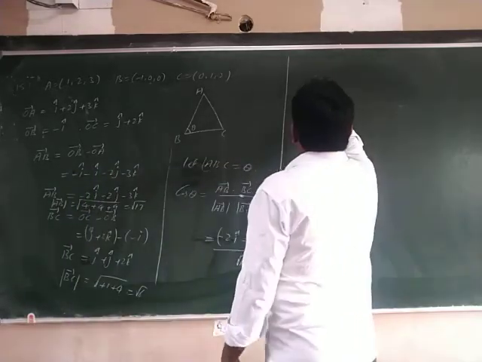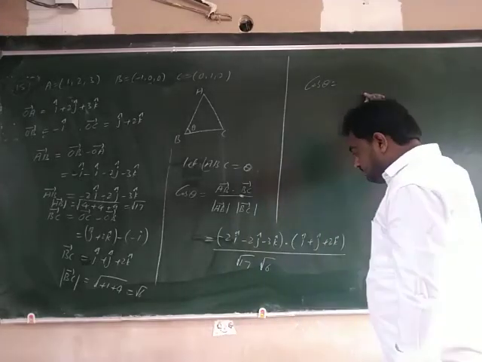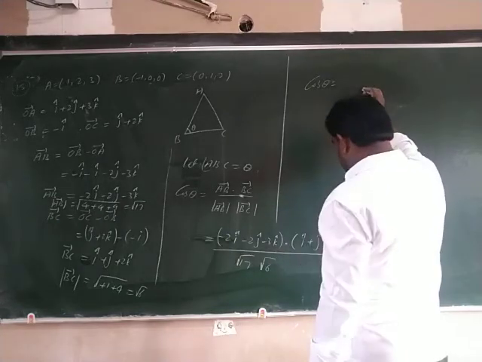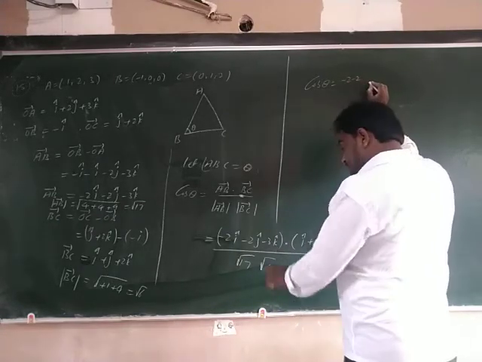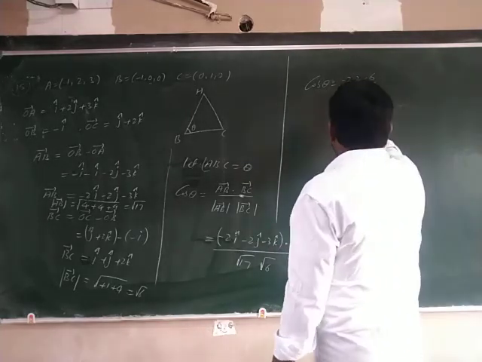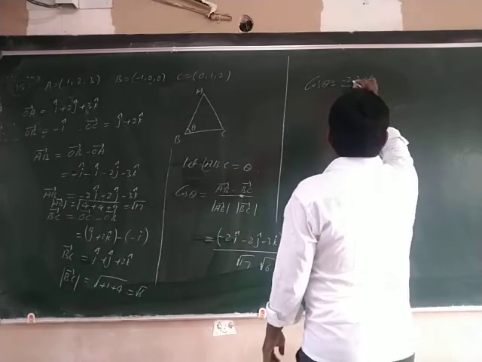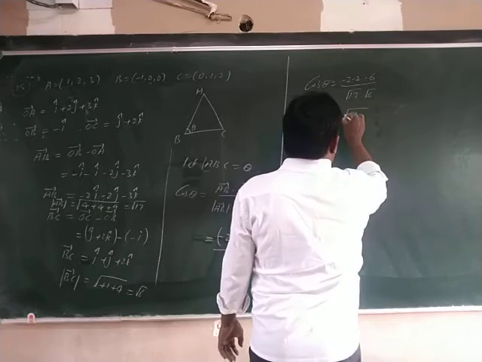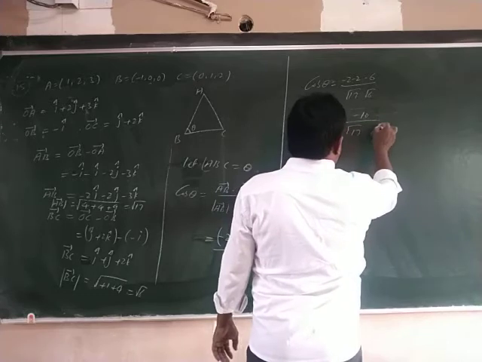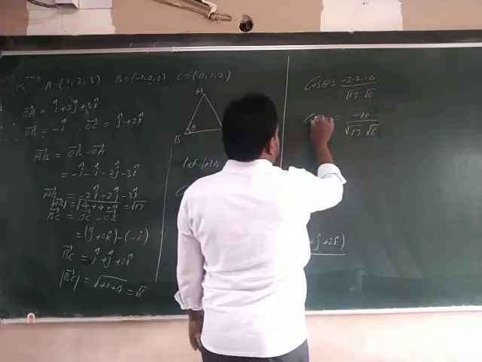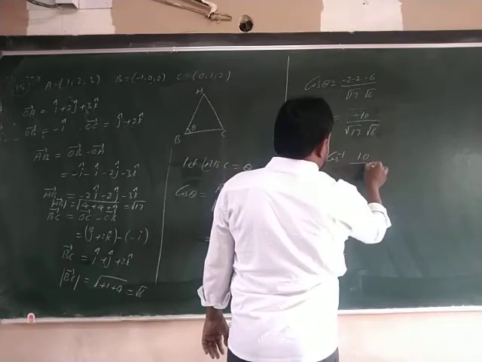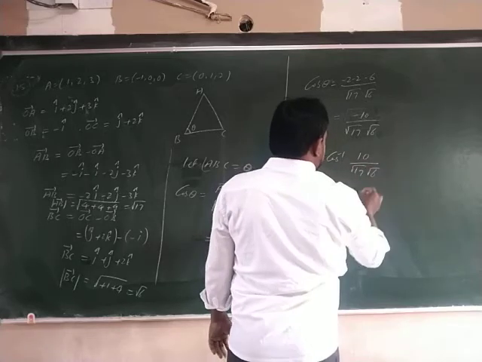That is, cos theta is equal to minus 2 minus 2 minus 6 by root 17 into root 6. This is total minus 10. Minus 10 by root 17 into root 6. This is the cos theta. Theta is equal to cos inverse of minus 10 by root 17 into root 6.